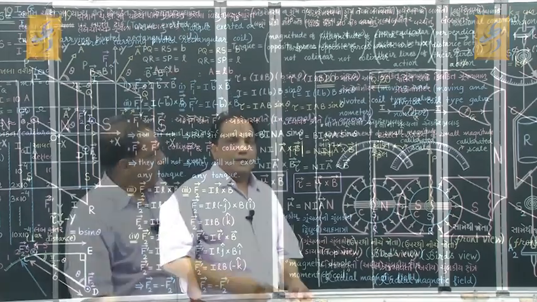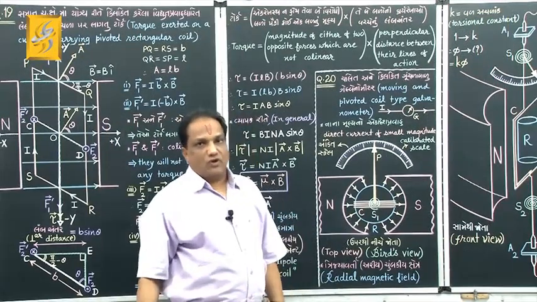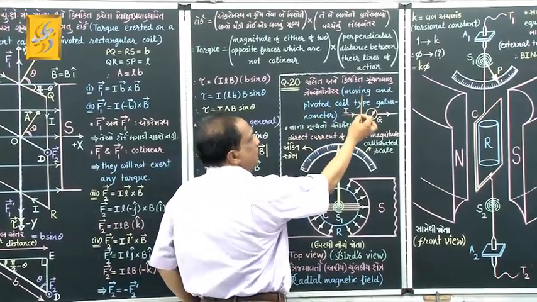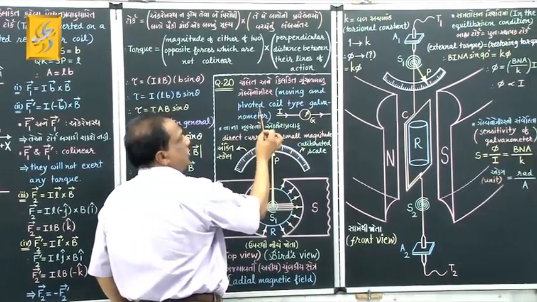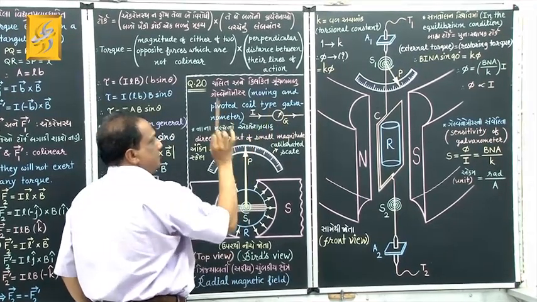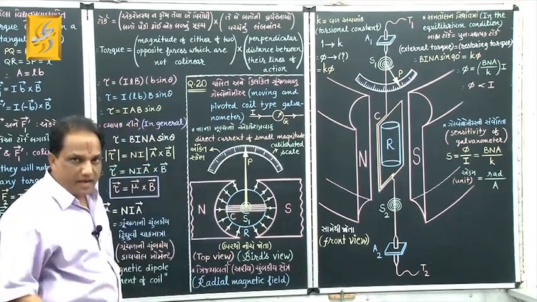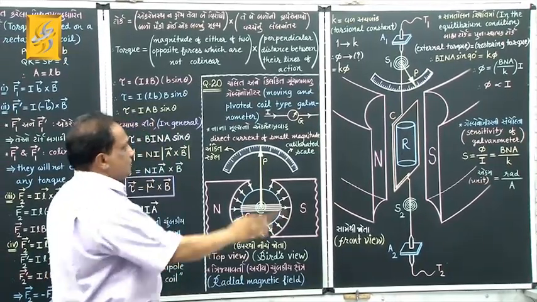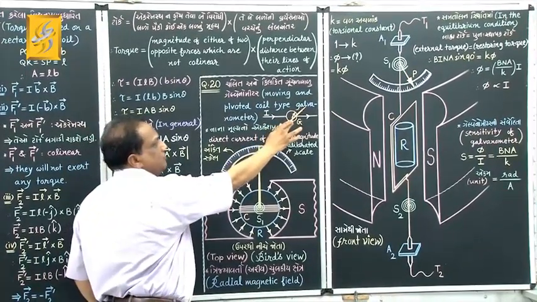Fine. Come on my dears, now we go for question number 20. It is about the moving and pivoted coil type galvanometer. First of all, let me give you an introduction of this galvanometer.